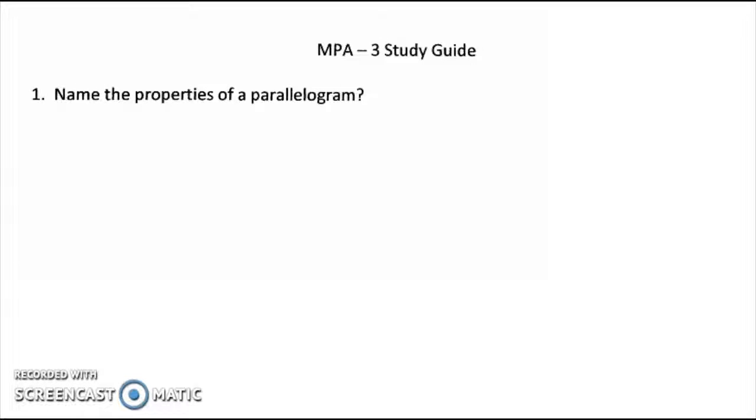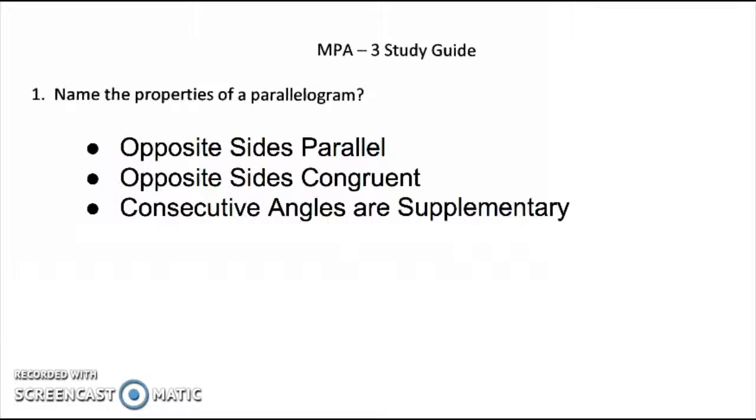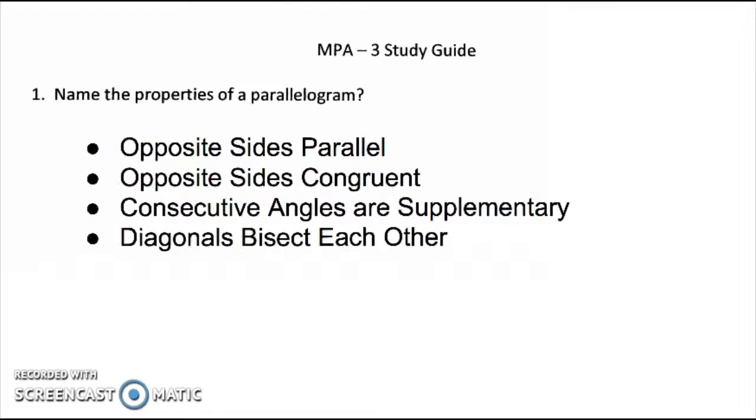So, Marking Period 3 Study Guide. Number 1 is asking you to name the properties of a parallelogram. First property is that opposite sides are parallel. Opposite sides are congruent, meaning their measures are equal, and consecutive angles, meaning next to each other, are supplementary, which means they add up to 180 degrees.